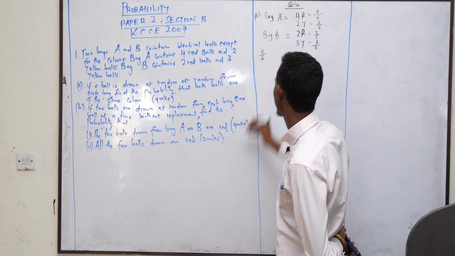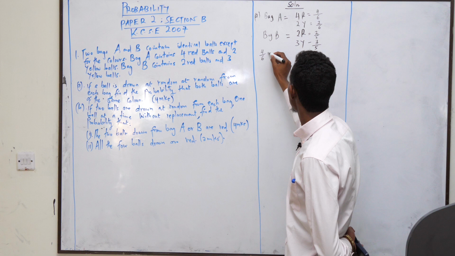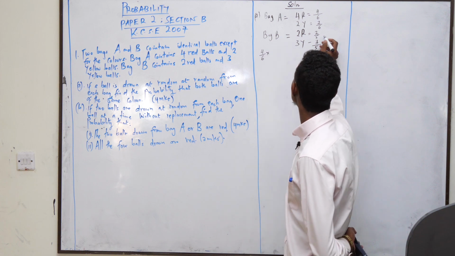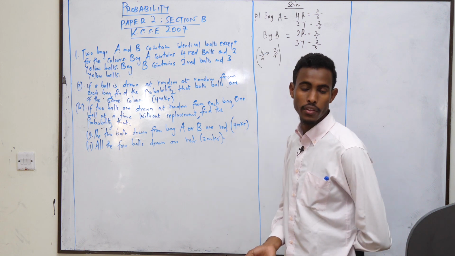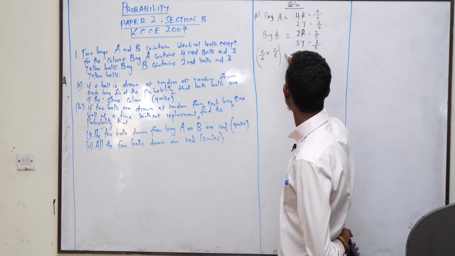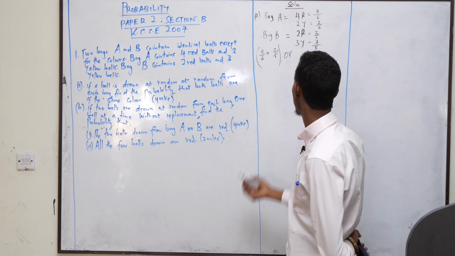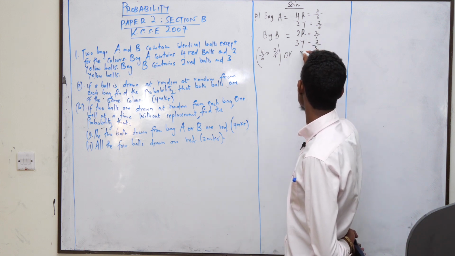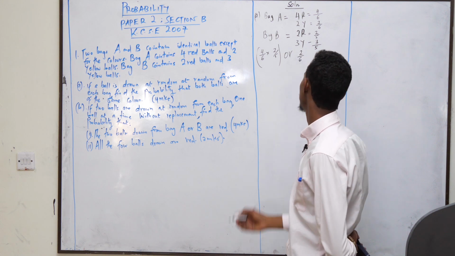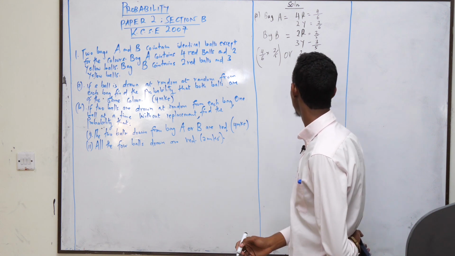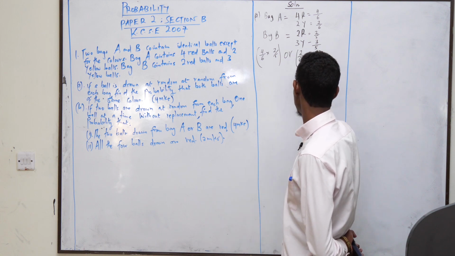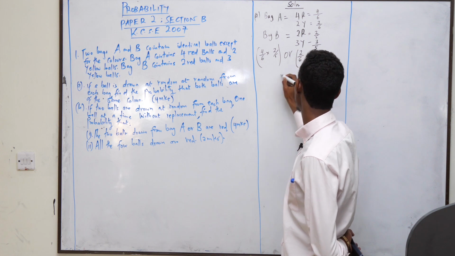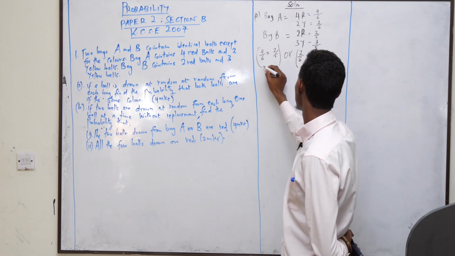We can have 4 over 6 red from bag A multiplied by 2 over 5, which is from bag B. That is probability number 1. Or we can have as well 2 over 6 from bag A multiplied by 3 over 5 from bag B, because both yellow, both red. Now this is the problem.